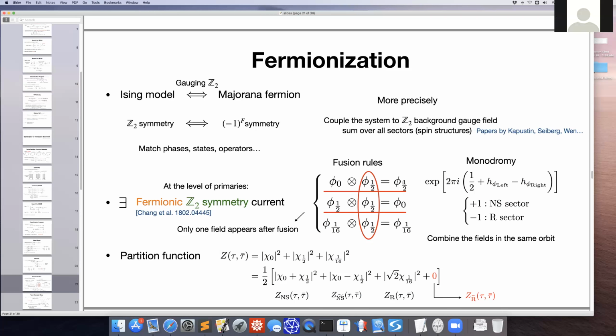Then how do you know the fermionic theory from your method?